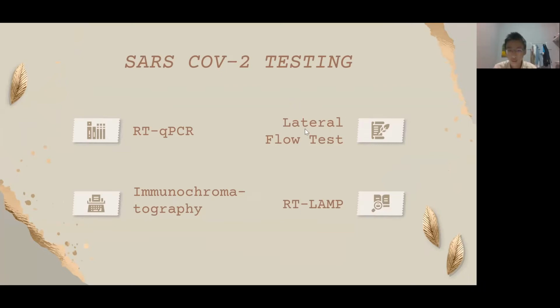The first one is lateral flow test for measuring the neutralizing antibodies. This test only needs about 15 minutes, but has a high sensitivity and specificity. The next one is immunochromatography, which is used to diagnose COVID-19 rapidly. This method takes several minutes to 30 minutes, but has a lower sensitivity and specificity than the PCR method. The next one is RT-LAMP.